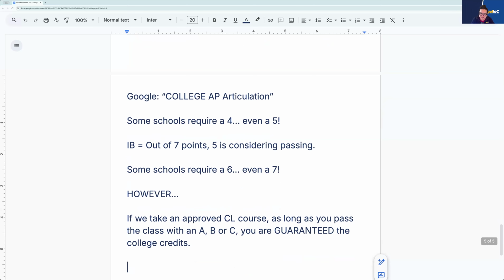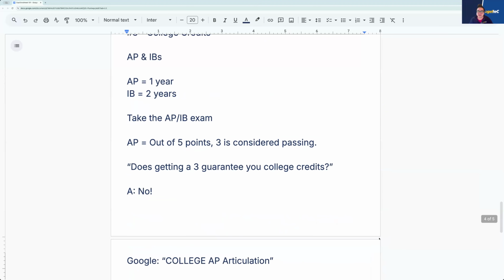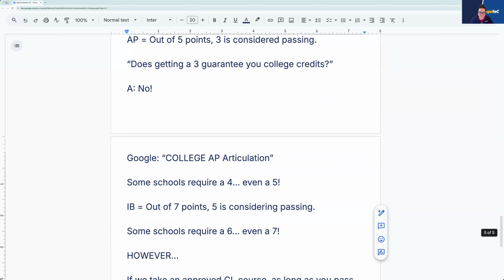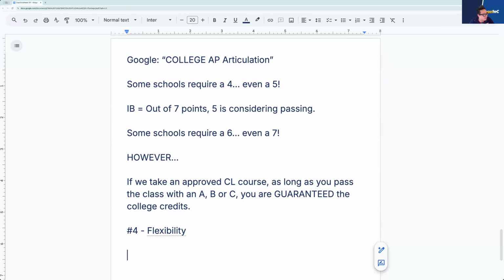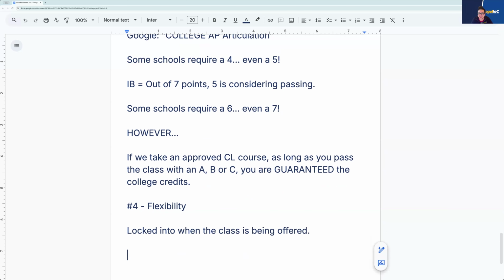What's another perk? Perk number 4, benefit number 4, is the flexibility. What do I mean by that? In your high school classes, when you take an AP course, you're taking it at period 1, period 3, period 7, block 3, 4x4, spring semester, whatever it is. You're kind of locked into when the class is being offered. That's the biggest thing here.